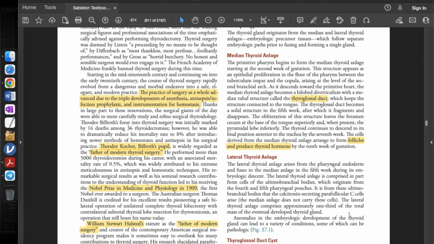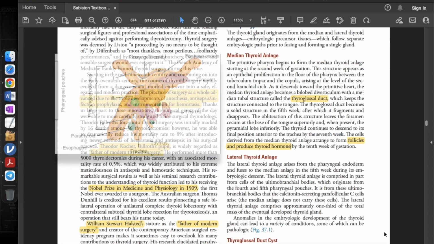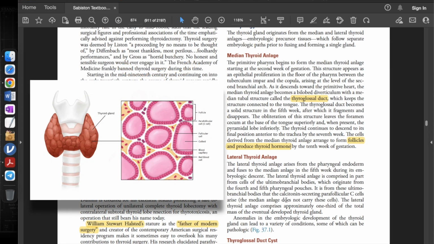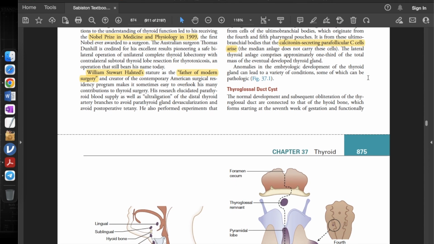The lateral thyroid anlage is comprised in part of cells from the ultimobranchial bodies, which originate from the 4th and 5th pharyngeal pouches. It is from these ultimobranchial bodies that the calcitonin-secreting parafollicular C cells arise. The median anlage does not carry these cells. The lateral thyroid anlage comprises approximately 1/3 of the total mass of the eventual developed thyroid gland. Anomalies in the embryologic development of the thyroid gland can lead to a variety of conditions, some of which can be pathologic. Now, the thyroglossal duct cyst.